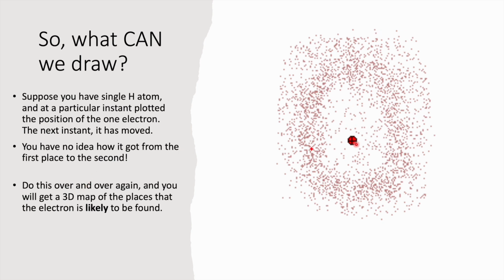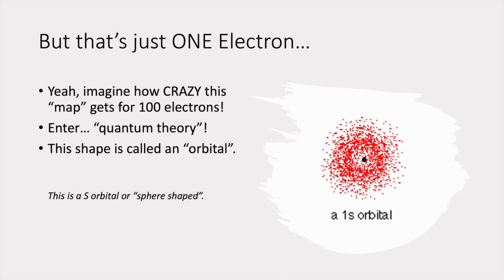Suppose we have a single hydrogen atom, one proton in the nucleus, and one electron bouncing all over the place. And let's say we plotted the position of that one electron, and in the next instant we plotted it again, and plotted it again, and plotted it again. We had no idea how it got from one place to the next, but we do know that it moved all around. If we did this over and over again, we'd get a 3D map of the places the electron is likely to be found. Right, so that's just one electron. Imagine how crazy this map gets for like 100 electrons.